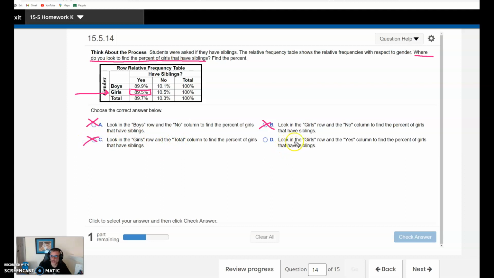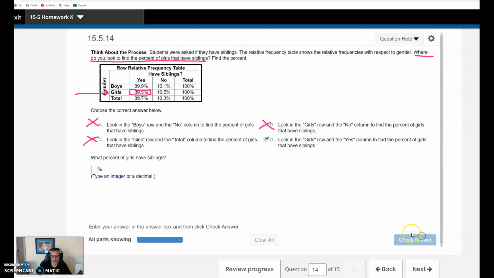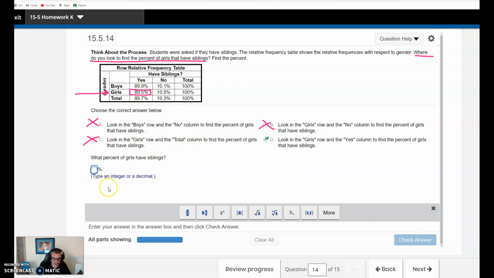And then choice D, look in the girls row and the yes column. So that makes perfect sense. The percent of girls that responded yes, there it is. Choice D, got it. What percent of girls have siblings? So now they want just the actual number. And in this case, it's 89.5.